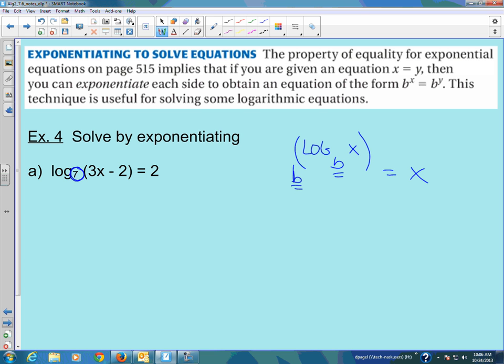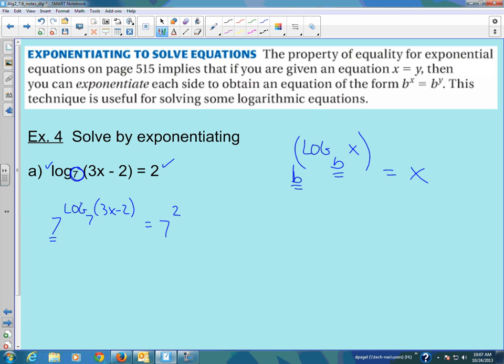Well, we're going to do the same thing here. I'm going to make 7 become my base. I'm going to make log base 7 of 3x minus 2 now my power. And on the right-hand side, 7 is my base, and 2 is my power. So these two things are now becoming exponents, thus exponentiating.